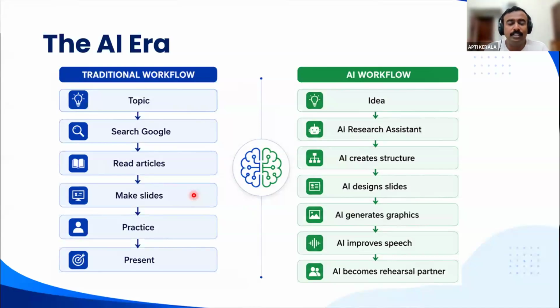So this is the manual, traditional workflow. We search a topic, we search Google, we read articles, we make notes. Now, look at the modern AI workflow. If you have an idea, you have an AI research assistant. In our case, we know ChatGPT, Gemini, Claude, Grok, DeepSeek. There are many tools out there. We feed that core idea into the AI research assistant. In moments, the AI creates a logical, clean structure.